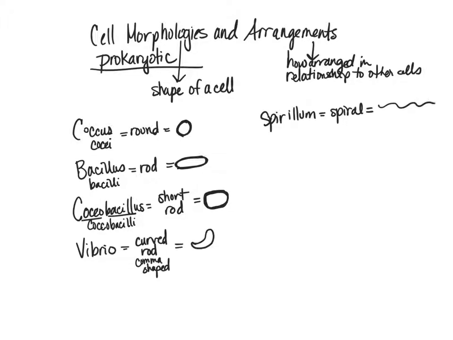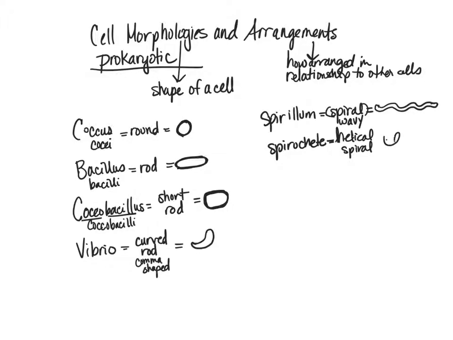Or you could call it the wavy one. And then we have our spirochete. So this is our helical spiral. So when I think spiral up here for spirillum, I think wavy. And then our spirochete is what I think of as spiral or helical spiral.